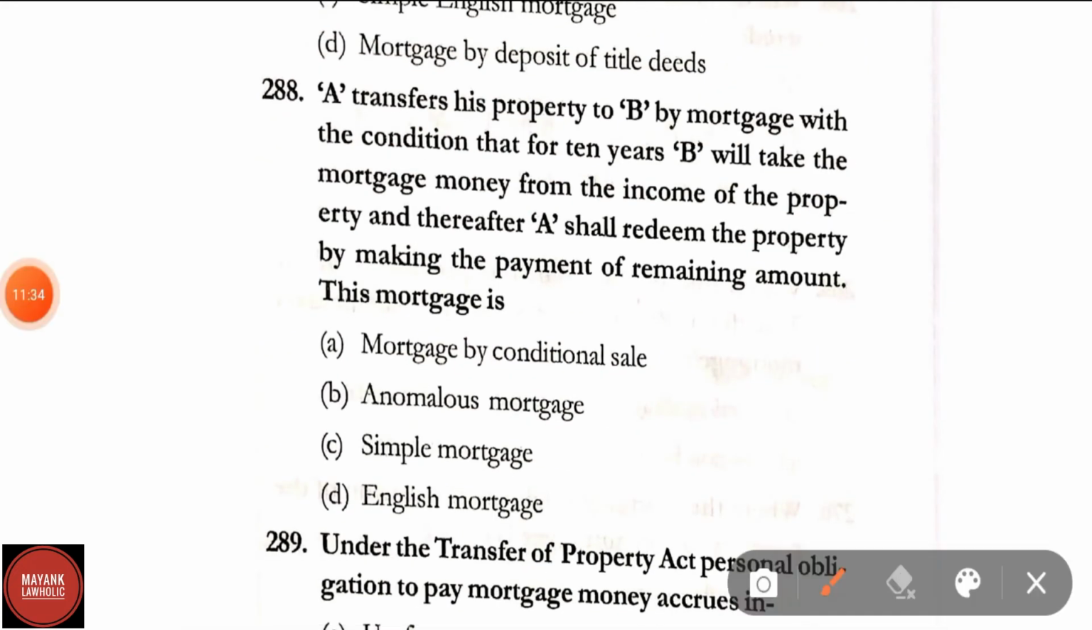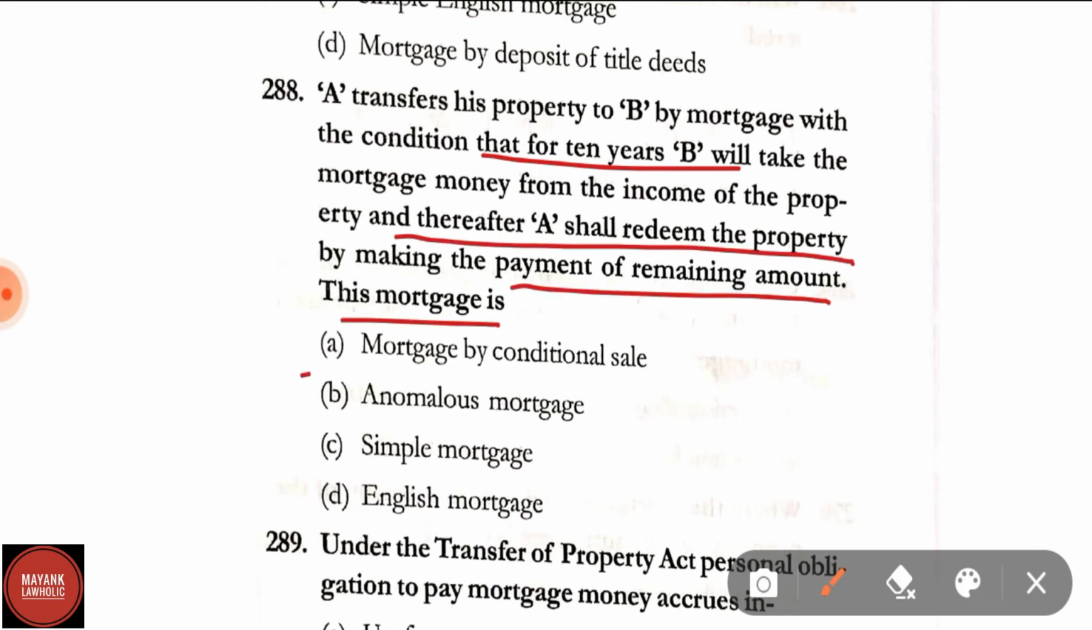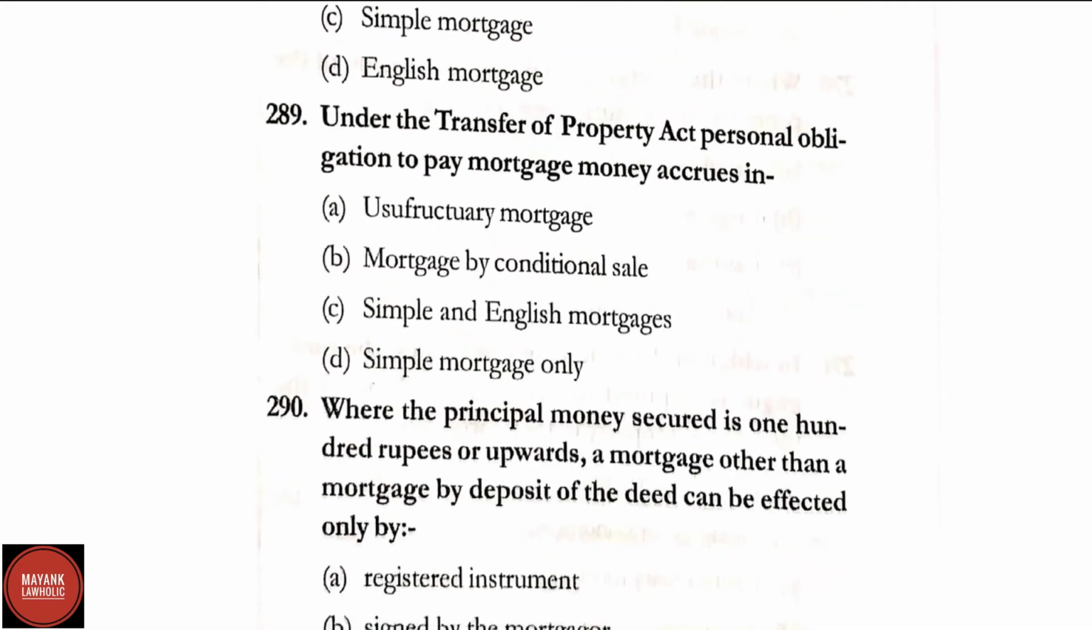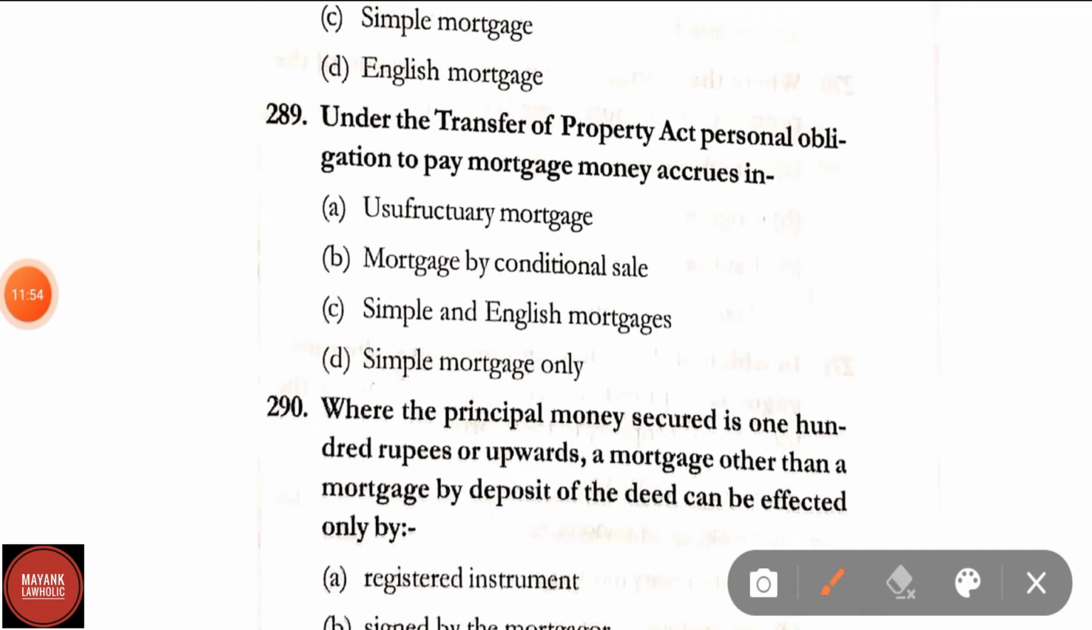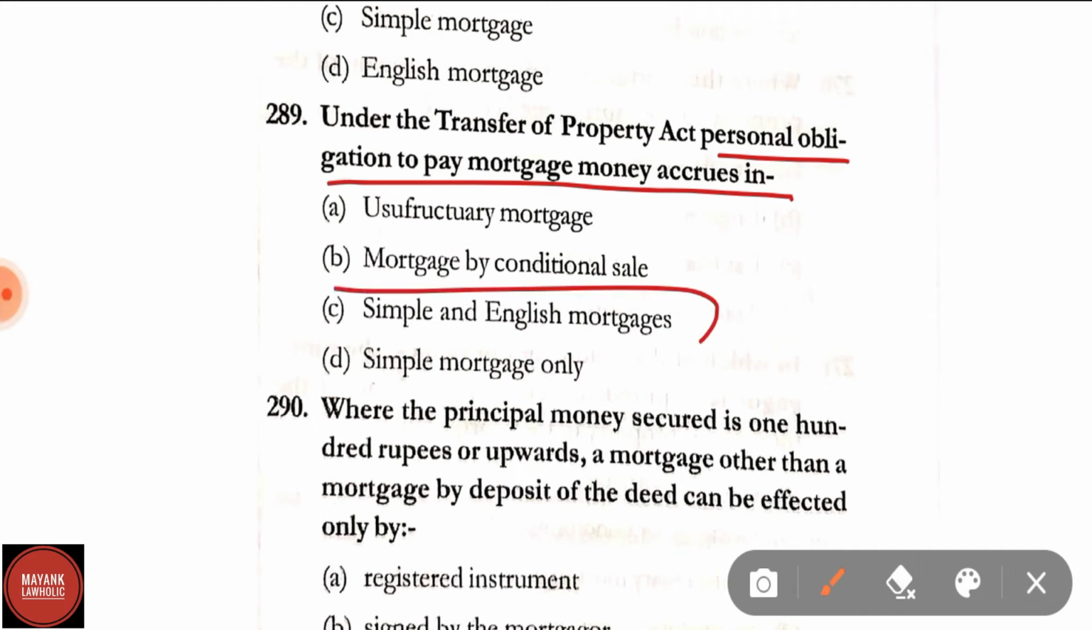Question number 288. A transfers his property to B by mortgage with a condition for 10 years. B will take the mortgage money from the income of the property and thereafter A shall redeem the property by making the payment of the remaining amount. This mortgage is anomalous mortgage. Question number 289. Under Transfer of Property Act, personal obligation to pay mortgage money accrues in. Correct answer is simple and English mortgages.